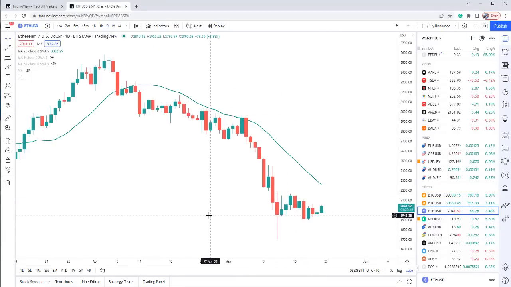Ethereum's doing the exact same pattern, and this is a pattern that I love trading. We get something like this, the moving average comes down like that, and then we get a breakdown bar. Guess what? We're probably going to see a bit of a move to the downside.